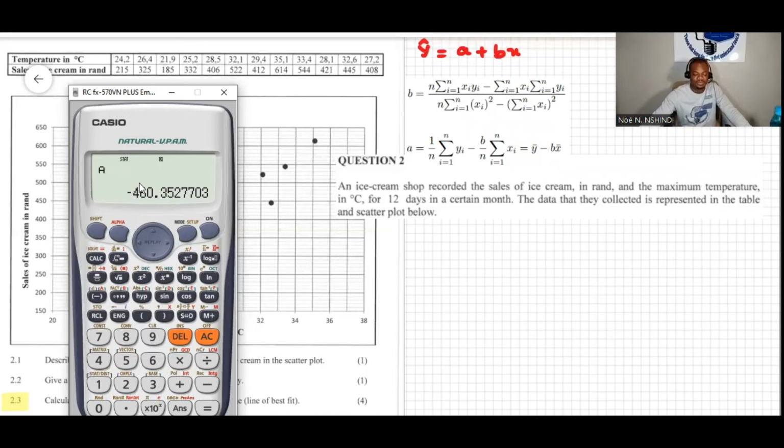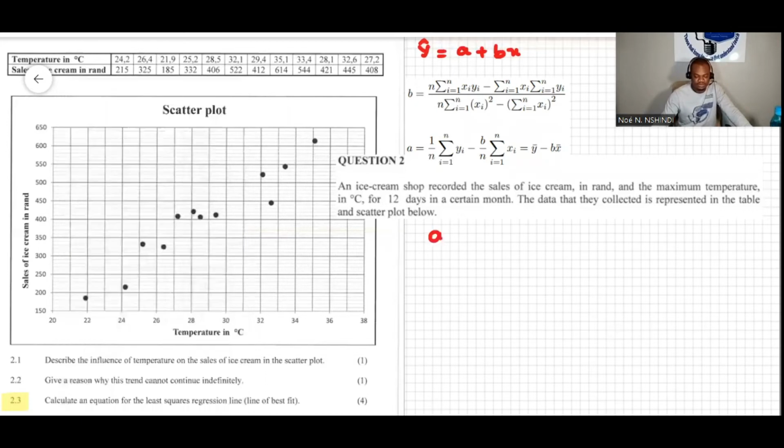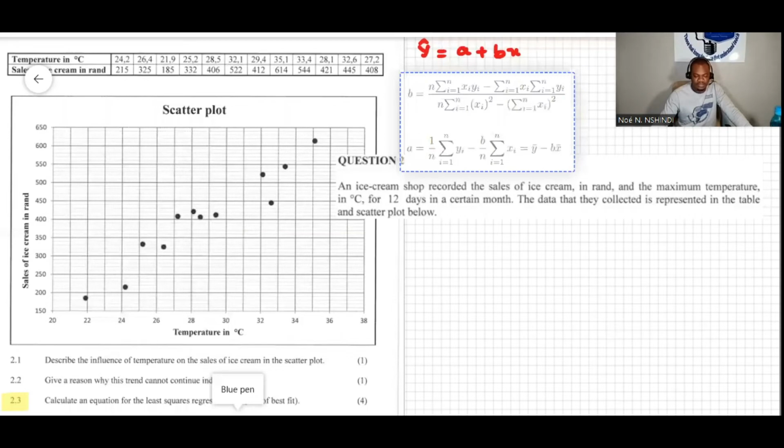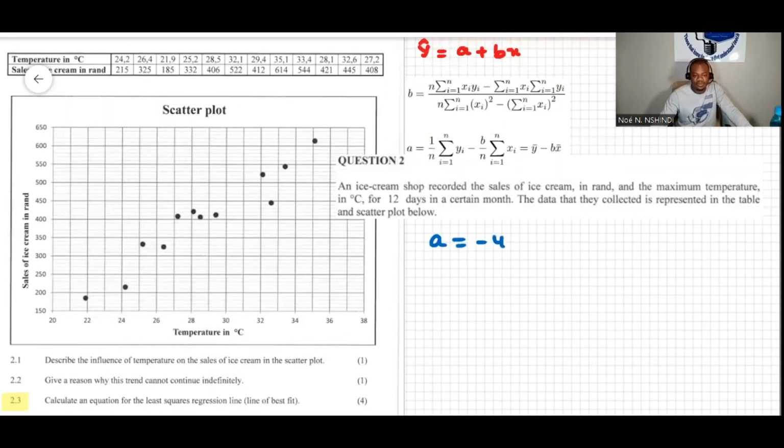So a is equal to negative 460.3527, etc. Now I just want to round this to the second decimal place. So a is negative 460.35. Over here I can just write a equal to negative 460.35.